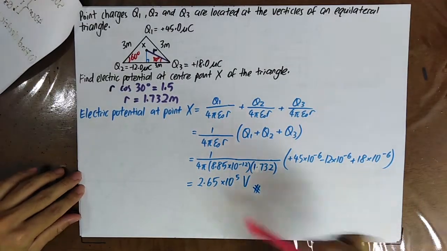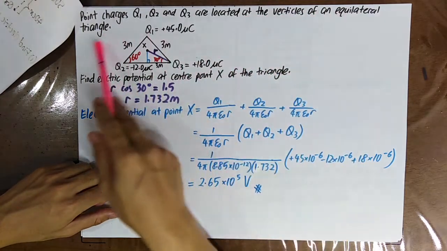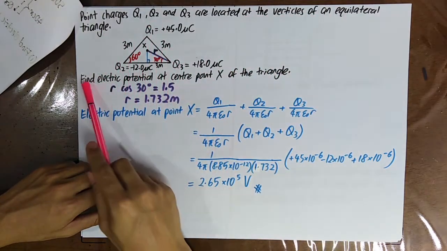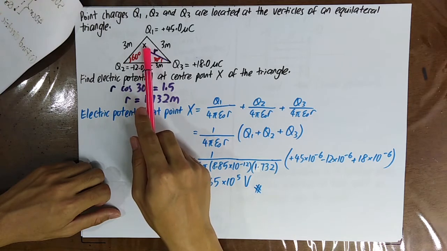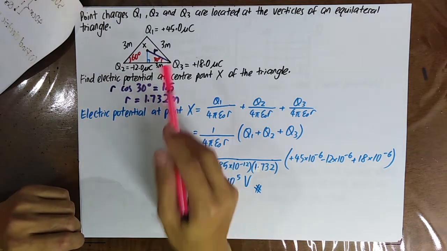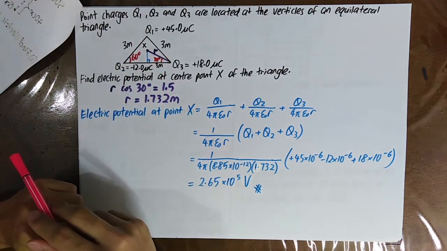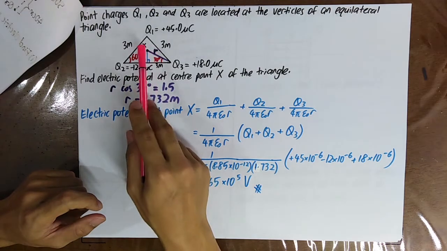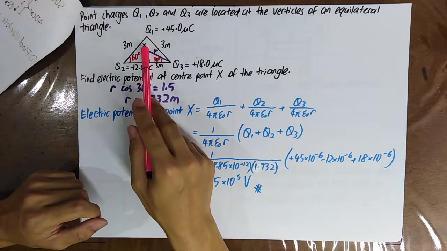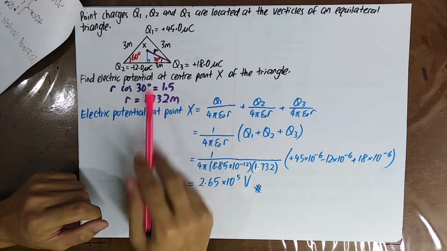Okay, now point charges Q1, Q2, and Q3 are located at the vertices of an equilateral triangle. Please find the electric potential at the center point X of the triangle. Okay, first you have to know the distance between the point X and the individual point charges. That means that you want to find the distance from here to here, from here to here, and from here to here. The distance is this one.